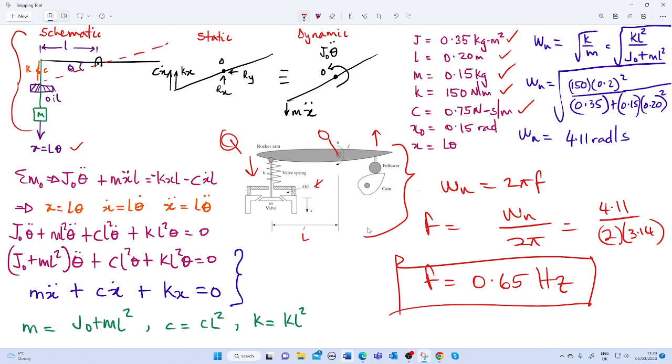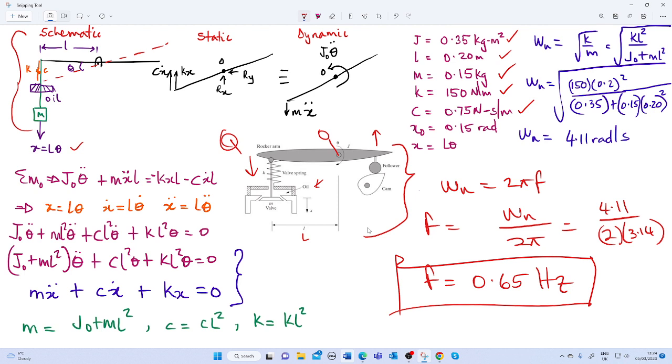Now, by deducing the static schematic, we know quite well that the reaction of both the viscous and the spring is going upward, that is c x dot plus k x is going up, while the rocker arm rotates with an angle. So therefore we can juxtapose the static schematic to the dynamics, telling us that as the m x double dot is going down, there will be J theta double dot rotation.